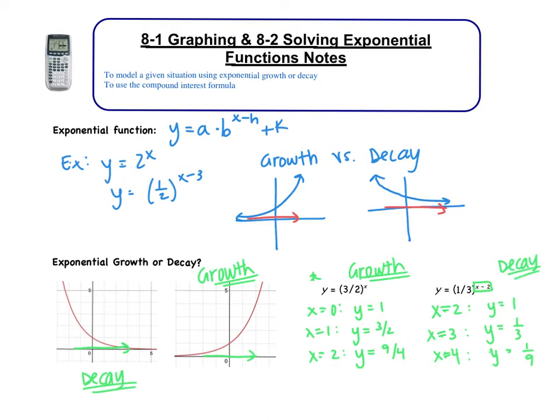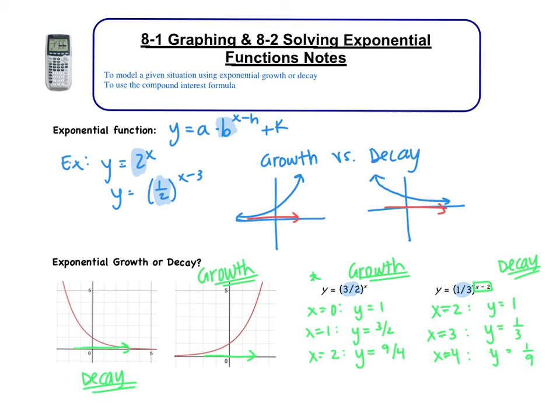Now the question is, is there a way for us to determine exponential growth or decay from an equation without plugging in numbers like we just did? Well, yes, there is. What's most important in the equation is the base. So in the original equation that I wrote, b, whatever's being raised to the power. So in this case, 2 is the base, 1/2 is the base, 3/2 is the base, and 1/3 is the base.